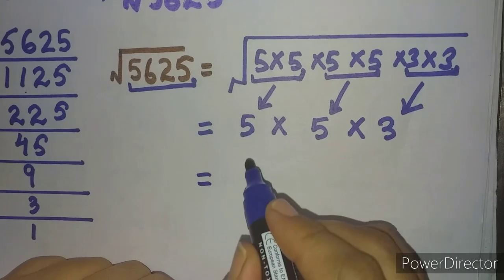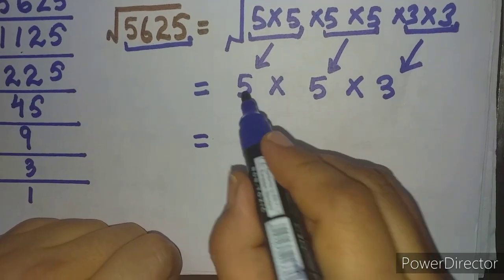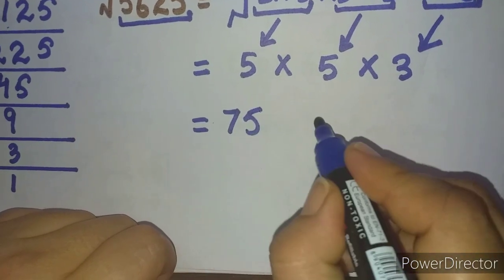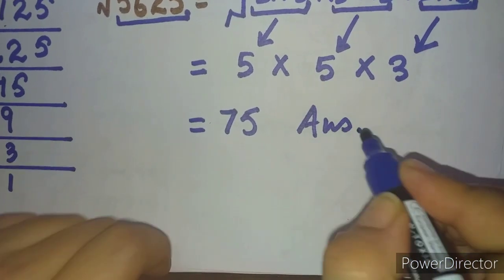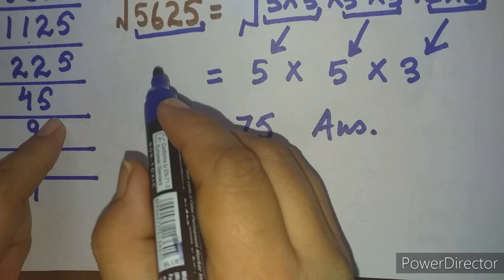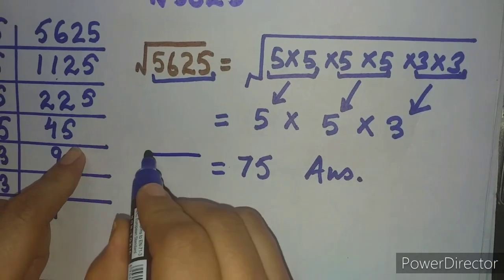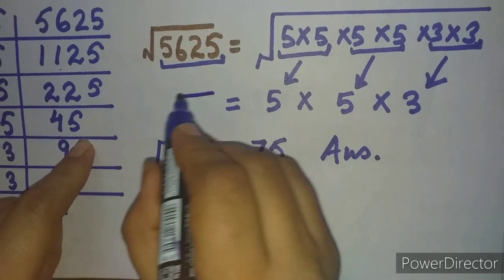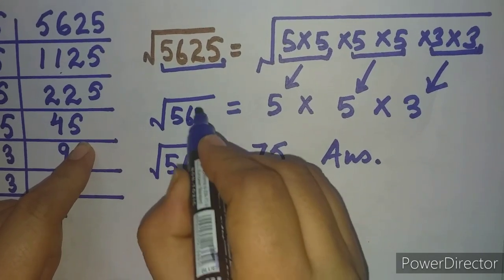So finally we are supposed to write the final answer. 5 5s are 25, 25 3s are 75 only is our answer, right? And it is the answer of what? It is the answer of square root of 5625. Here also, if you want, you can write.